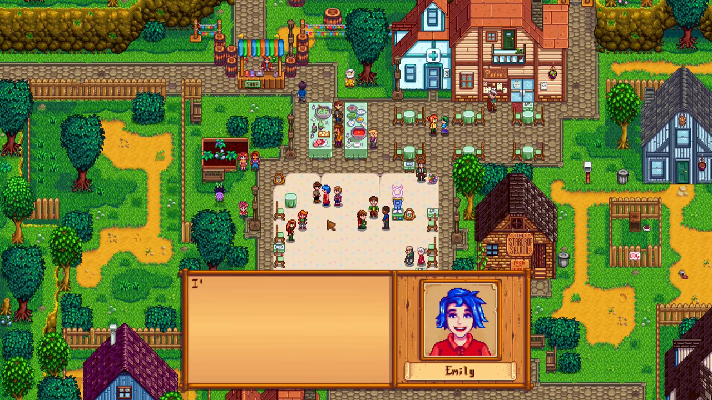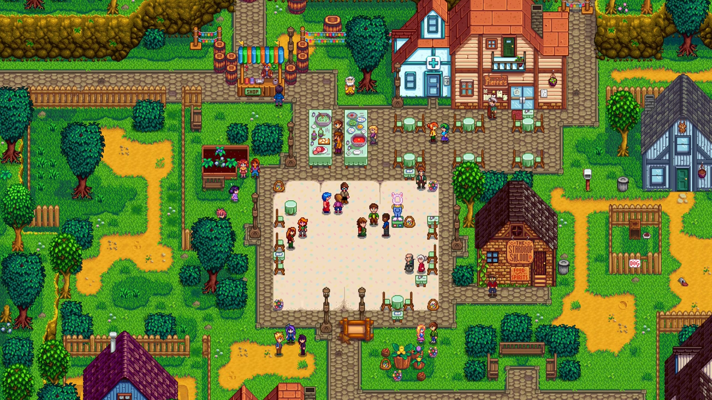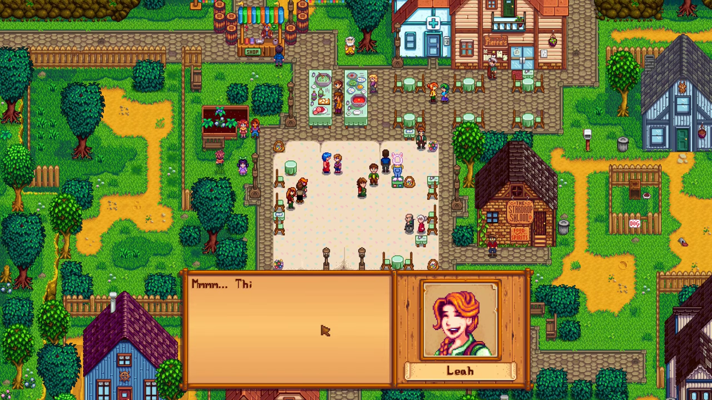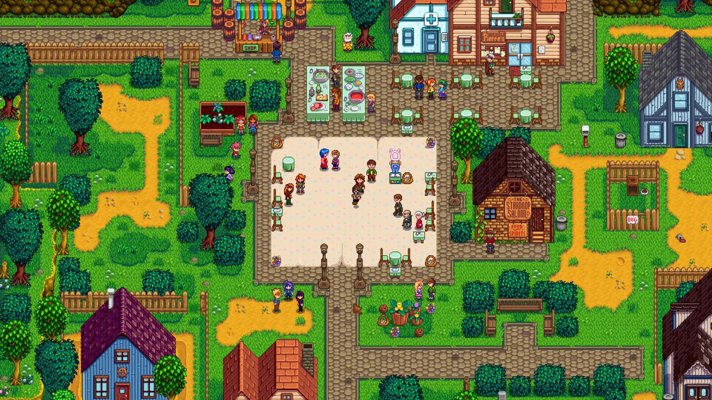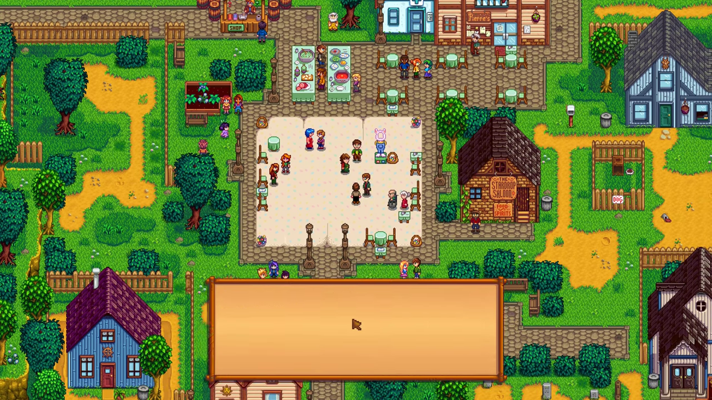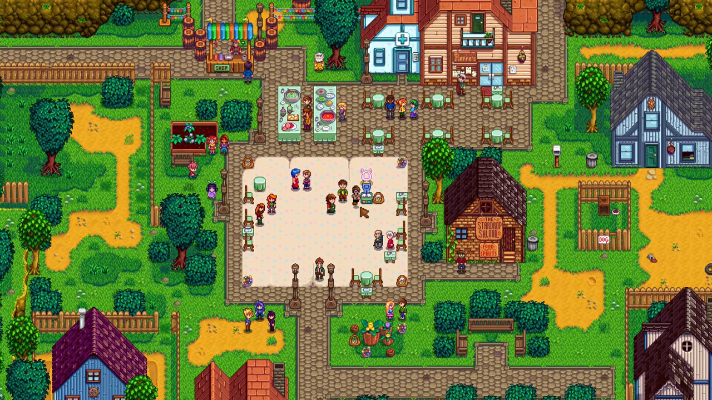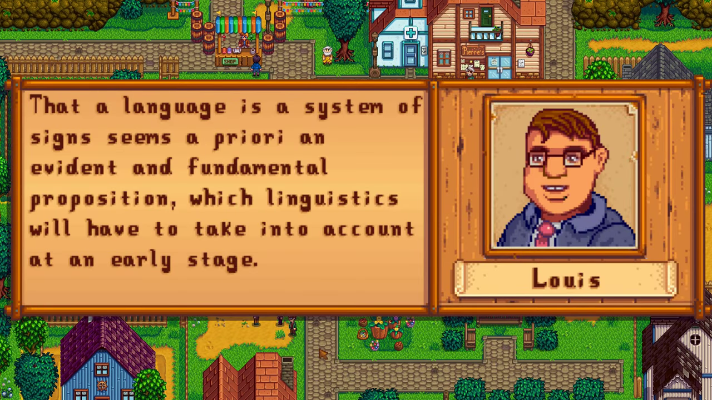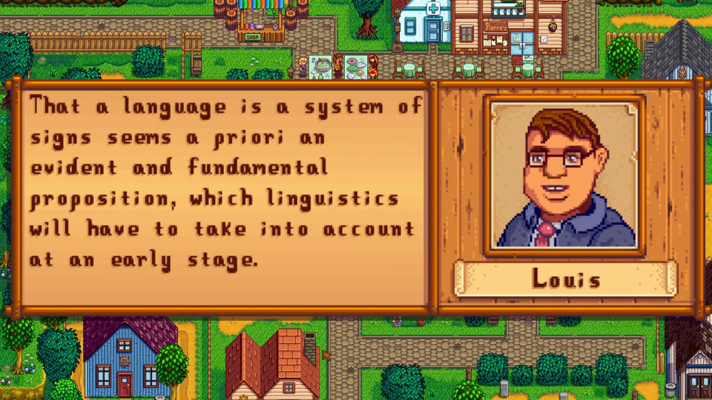At this point, we have made two major observations. Firstly, an entity, like the exclamation a, can act in multiple roles at the same time. And secondly, the size of inventories decreases through the analytic procedure, moving from unrestricted to restricted. These two features are viewed by Hjelmslev to be fundamental to the notion of language as being a system of signs. As he states, "That a language is a system of signs seems a priori an evident and fundamental proposition, which linguistics will have to take into account at an early stage."